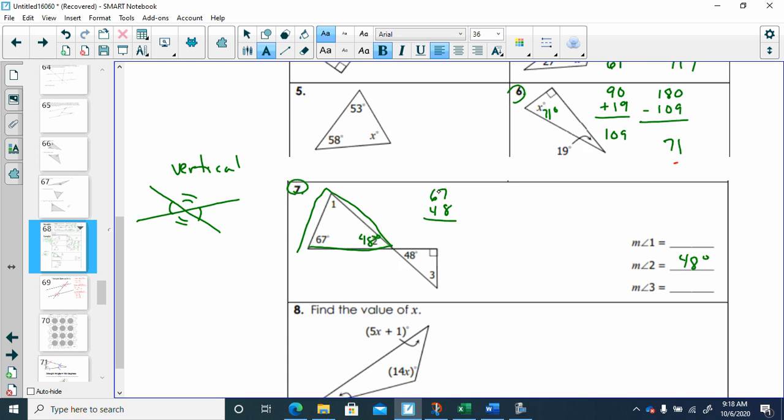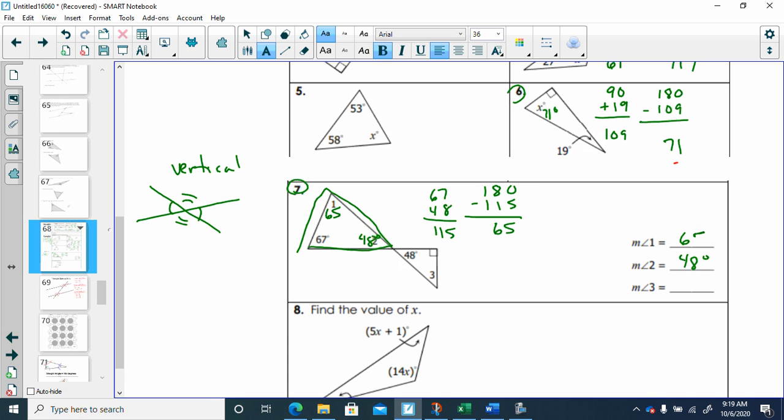67 plus 48 in your calculator, and you get 115. To get this angle, I'd subtract that from 180. 180 minus 115, and I would get 65 degrees, okay? So this angle is 65 degrees.